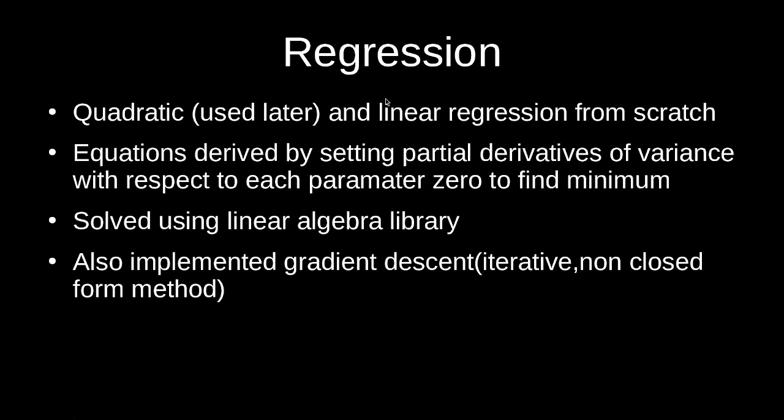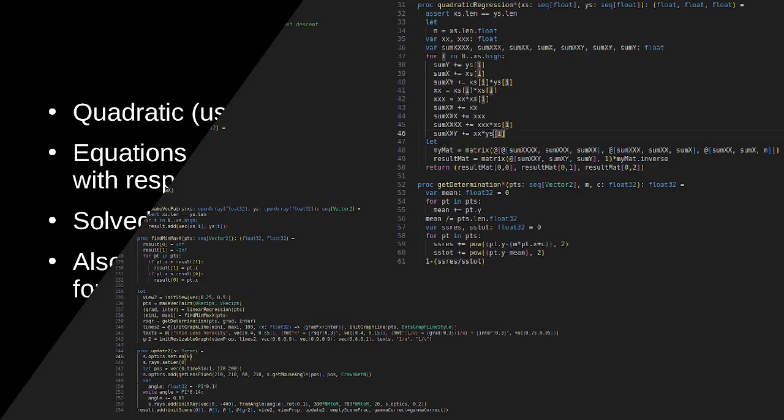In the linear case, y equals ax plus b. In the quadratic case, y equals ax squared plus bx plus c. I get the partial derivatives of the variance with respect to each parameter, so a, b or c, or a or b, and then set them all to 0, and then solve a system of linear equations with a linear algebra library. I also implement gradient descent, which is an algorithm using AI to find minimums. It's not very efficient in this case, but it was interesting to do.